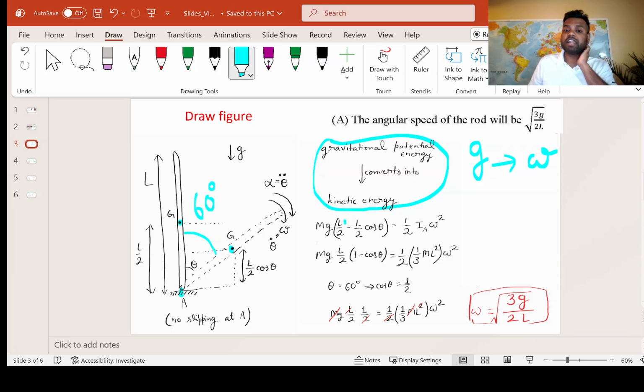That difference is L by 2 minus L by 2 cosine theta. And that gravitational energy is converting into kinetic energy. IA is the moment of inertia of the rod about point A. And if you solve it, you will get omega is square root 3g by 2L, which is option A. So option A is correct.